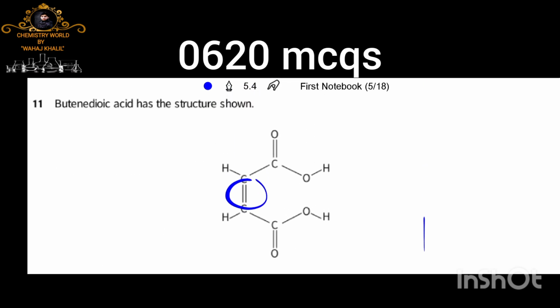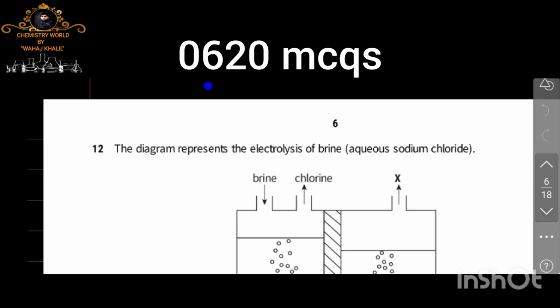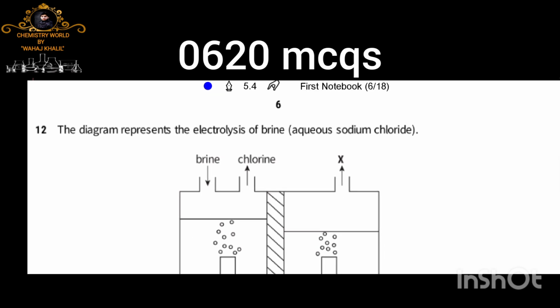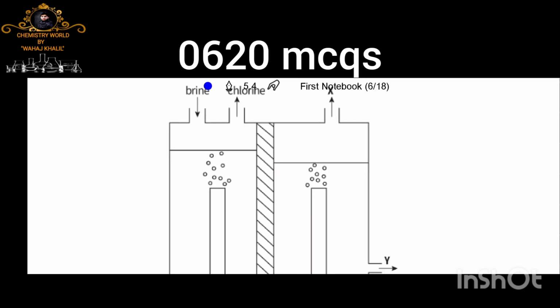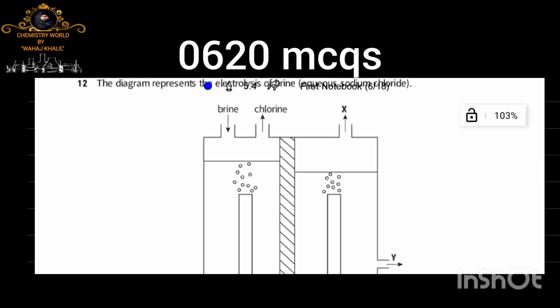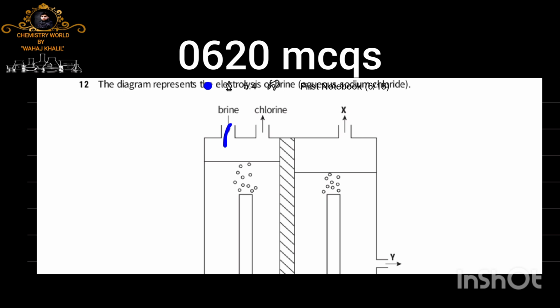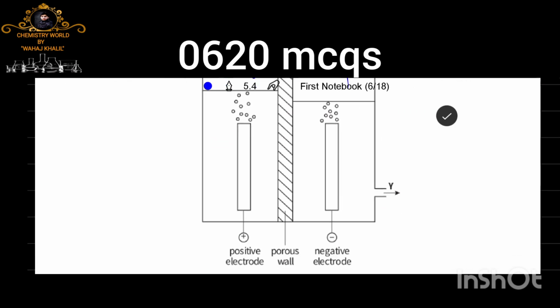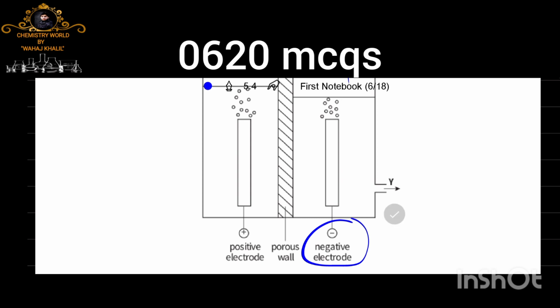For the MCQ number 11. Now the MCQ number 12. The diagram represents the electrolysis. Electrolysis means the breakdown by electricity of brine. We know that brine is sodium chloride's aqueous solution. So it is our cell. We added brine, the chlorine is eliminated from this side, the X from this, and Y from this side. So this chamber is negatively charged, which means that this chamber contains positive species.